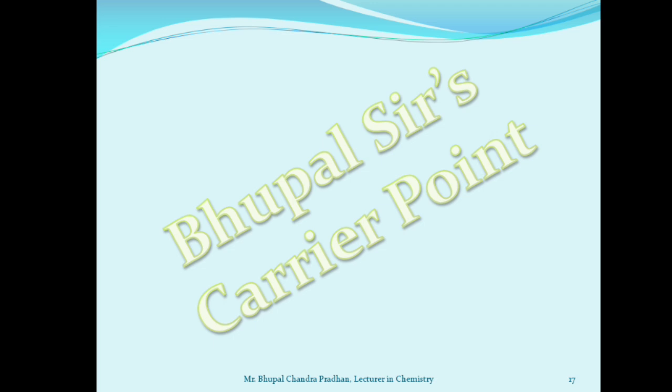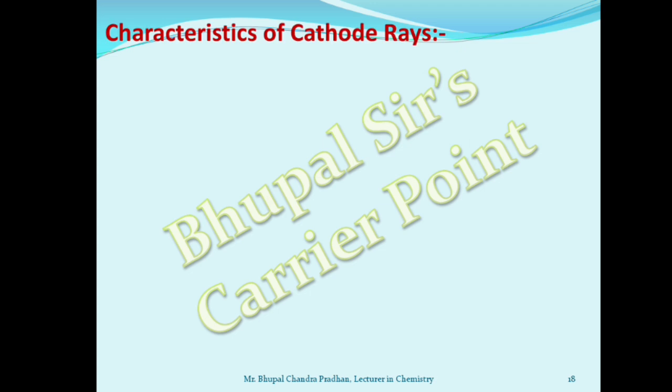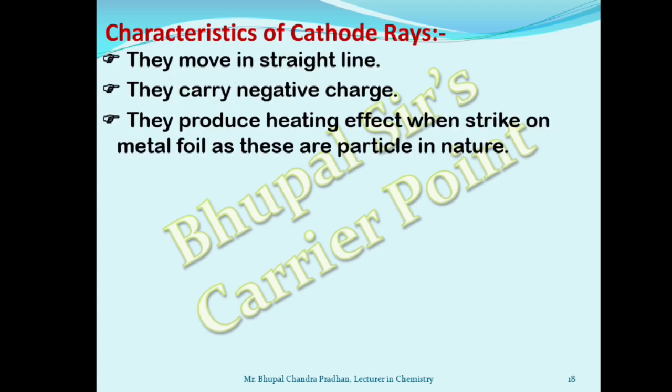Let us come to the third question of group B. Describe the characteristics of the cathode rays. What are the different characteristics of the cathode rays? They move in a straight line, they carry negative charge, they produce heating effect when they strike on a metal foil, as they are particle in nature.